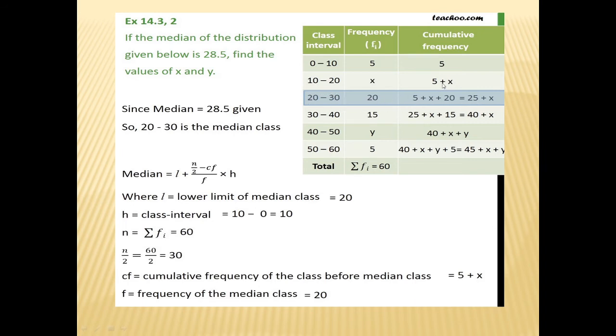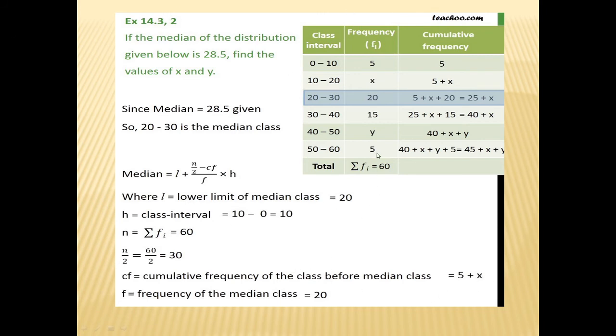For the median class, whatever the CF is, the preceding class CF comes under CF, not every CF. The cumulative frequency of the preceding class of the median class is CF, and F is the frequency of the median class. CF over F, and N, this sigma fi, is nothing but N. This is 60, we'll write it in the formula, and L is nothing but this one, the lower limit of the median class. Substitute all in the formula, then you will be able to find x. I'm sure you can find x.